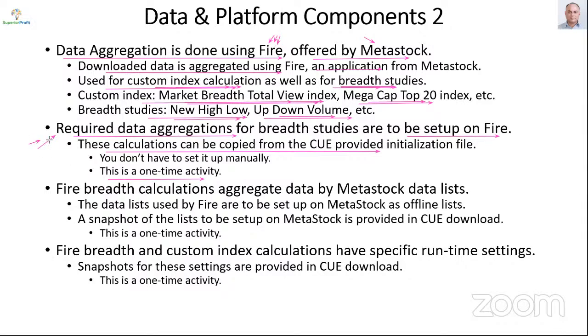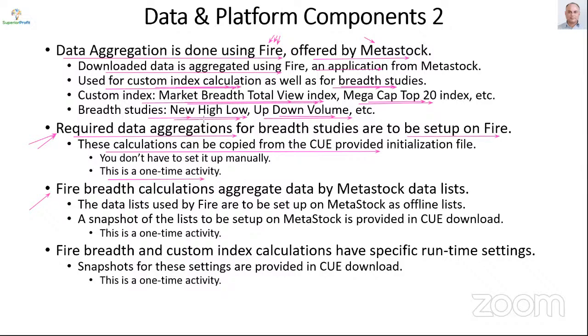So first we download data, then we aggregate using FHIR. We tell FHIR what is to be aggregated. And then we also have to tell FHIR that aggregation is done across which data sets.